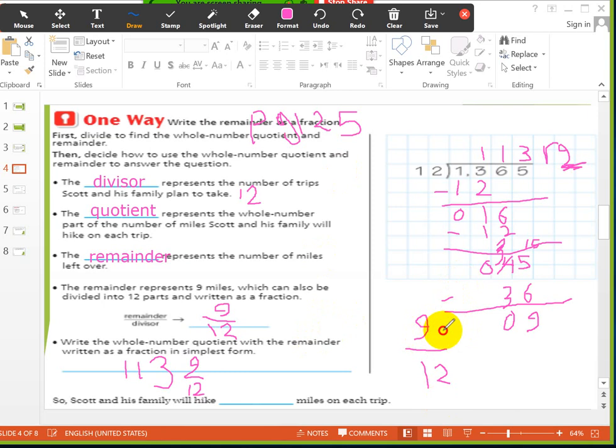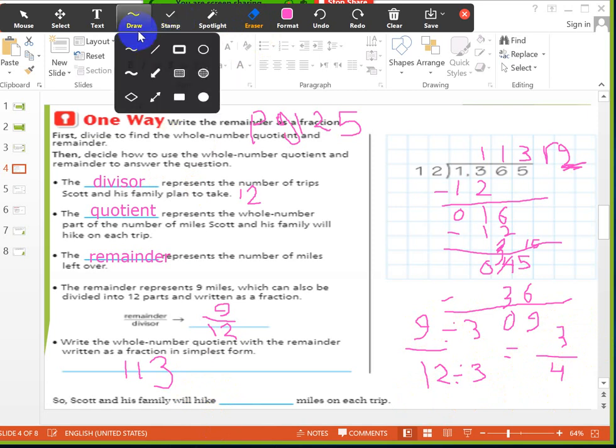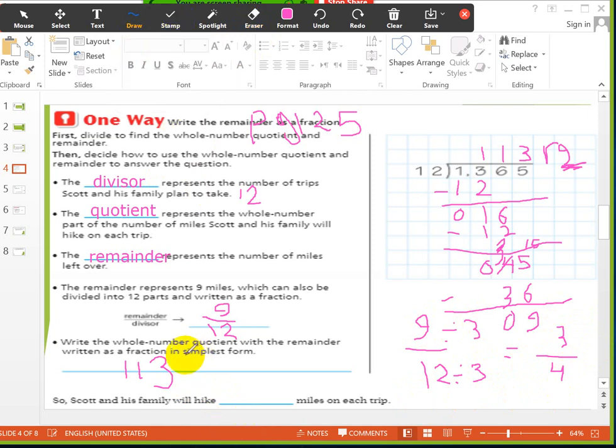So now I can divide 9 by what? By 3, right? And I can divide the 12 also by 3. So I will find the simplest form for this. 9 divided by 3 equals what? Equals 3. 12 divided by 3 equals what? Equals 4. So I will write the answer in simplest form. So it will be 113 and 3 over 4.